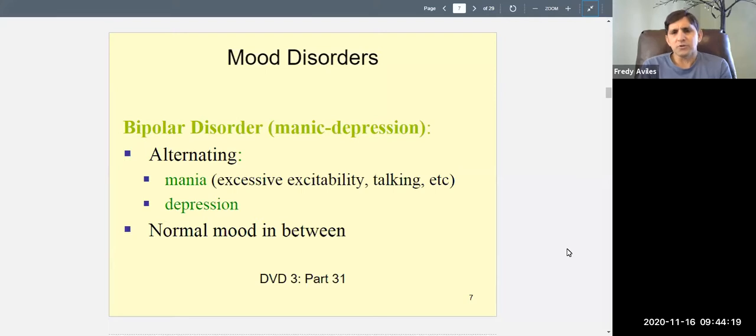But another mood disorder is called bipolar disorder. It's also called manic depression. This is when you fluctuate between two extremes, okay? There's alternating mania and depression. We know what depression is. That's when you feel awful, when nothing brings excitement in your life, you feel miserable, worthless, you have suicidal thoughts and things like that. That's depression. We've talked about that.